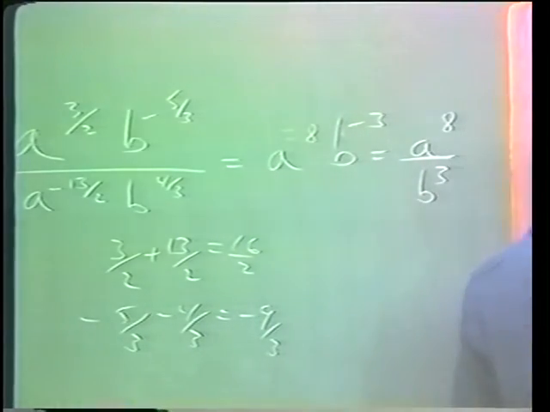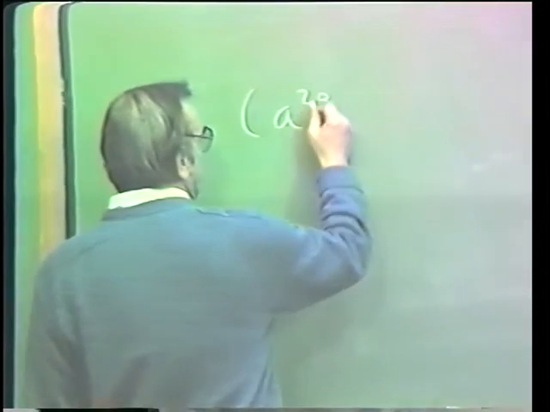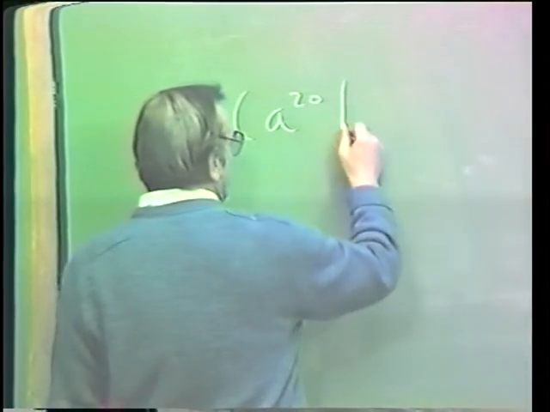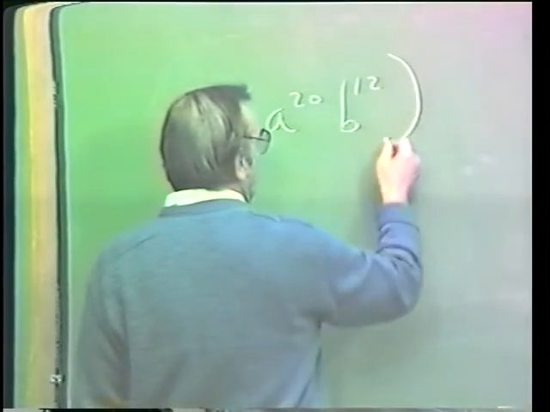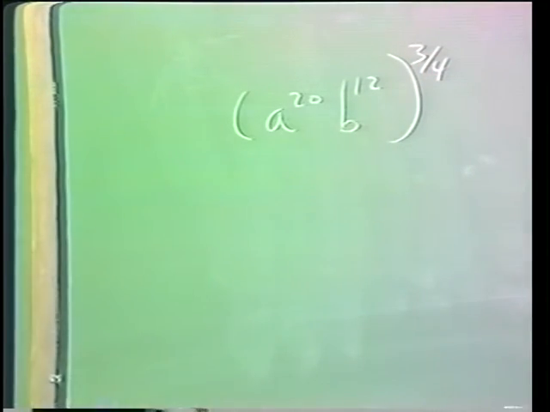Okay, let's suppose we have A to the 20th, B to the 12th, all raised to the 3/4 power.